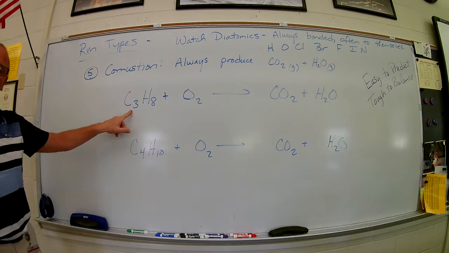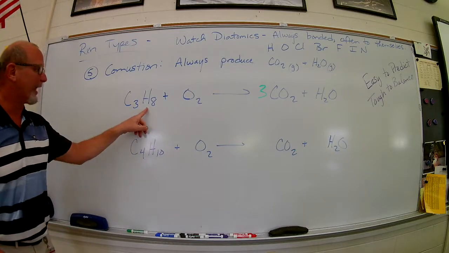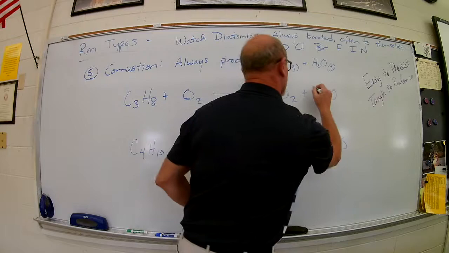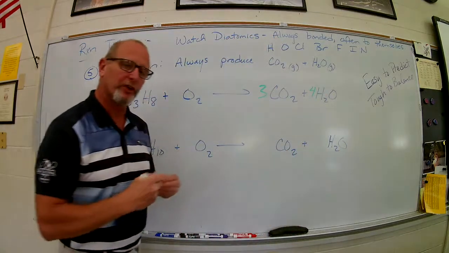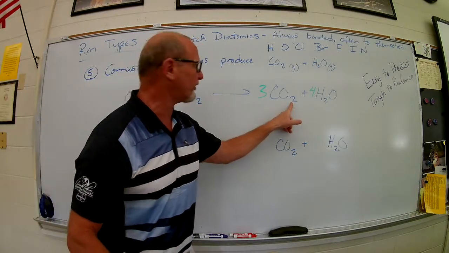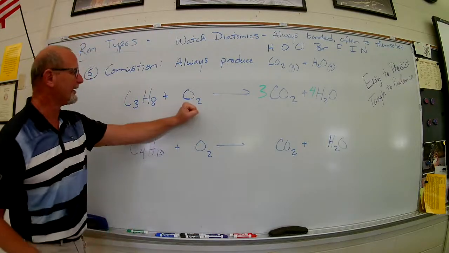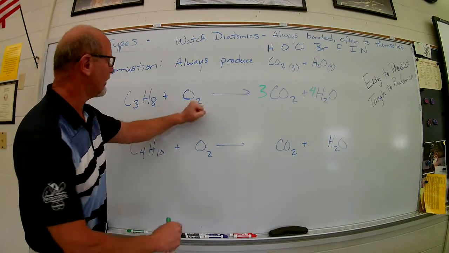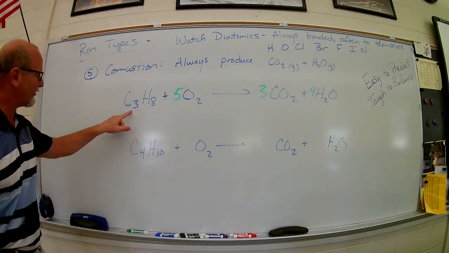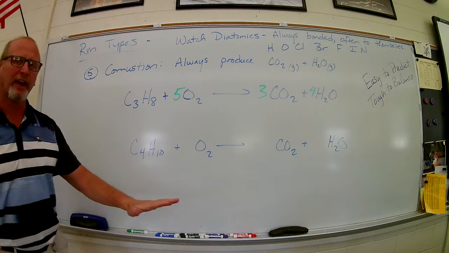I have 3 carbons on the left side. I'm going to put a 3 out to the right-hand side. I have 8 hydrogens. I'm going to put a 4 because there are 2 hydrogens in each water. So if I put a 4 there, let's look at how many oxygens we have over on this right-hand side. 3 times 2 is 6. 4 times 1 is 4. 6 and 4 is 10. I need to get 10 oxygens over here. They come in pairs, so I'm just going to put a 5 right there. If I have an odd number of carbons, this is going to balance out right. Piece of cake, no trouble.